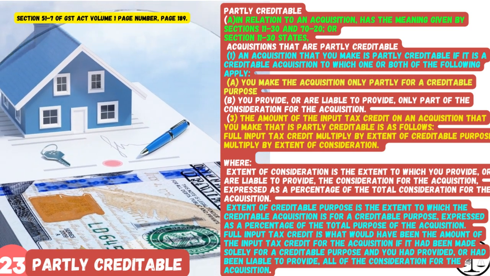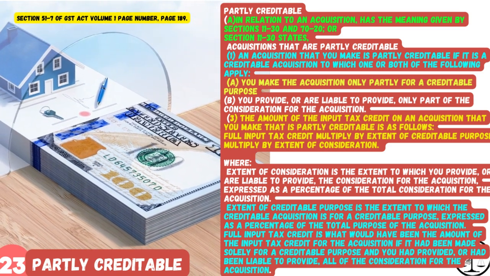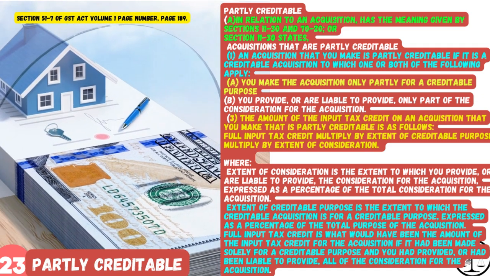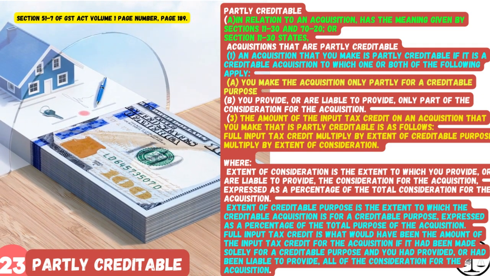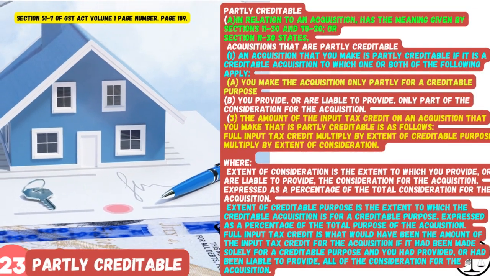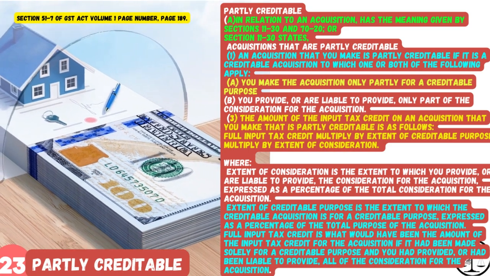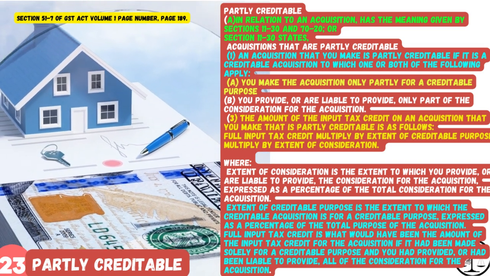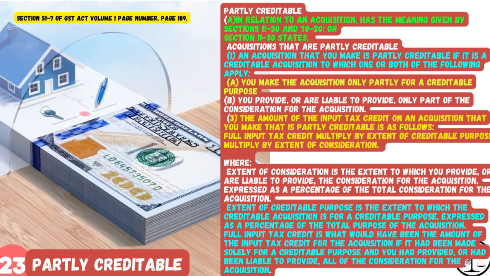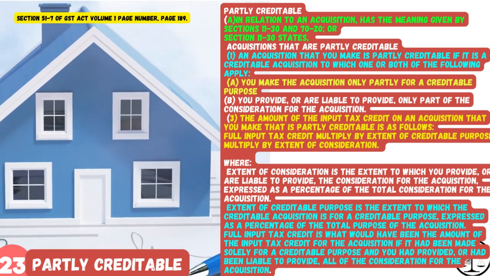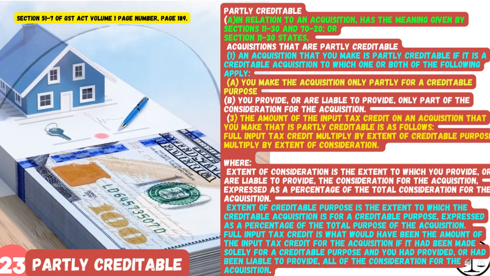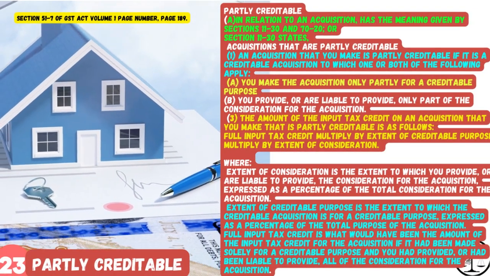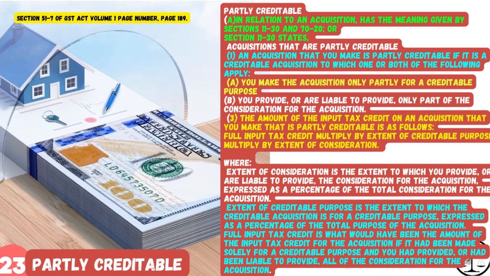3. The amount of the input tax credit on an acquisition that you make that is partly creditable is as follows: full input tax credit multiplied by extent of creditable purpose multiplied by extent of consideration, where extent of consideration is the extent to which you provide, or are liable to provide, the consideration for the acquisition, expressed as a percentage of the total consideration for the acquisition. Extent of creditable purpose is the extent to which the creditable acquisition is for a creditable purpose, expressed as a percentage of the total purpose of the acquisition. Full input tax credit is what would have been the amount of the input tax credit for the acquisition if it had been made solely for a creditable purpose and you had provided, or had been liable to provide, all of the consideration for the acquisition.